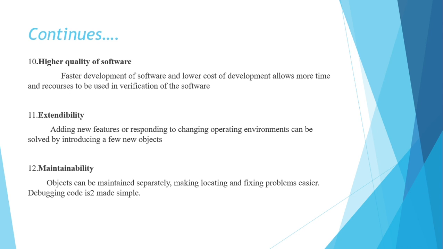So debugging is very easy. How is it easy? Because we are using the classes separately, and in a particular object we are identifying the errors. So we can rectify the errors in that particular object. So debugging becomes very simple.